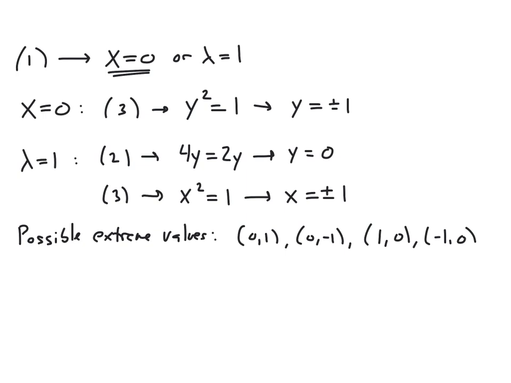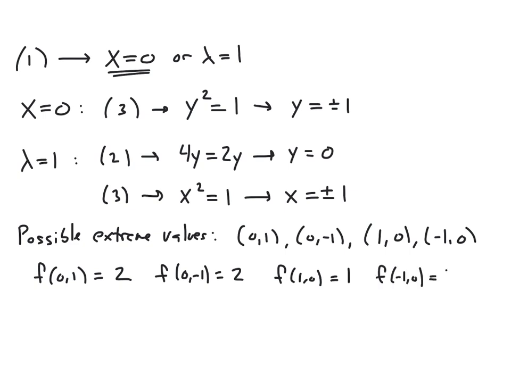Right? And when we do that, we see that f of (0, 1) is going to equal 2. We see f of (0, negative 1) is going to equal 2. We have f of (1, 0), which is going to equal 1. And f of (negative 1, 0) is also going to equal 1.